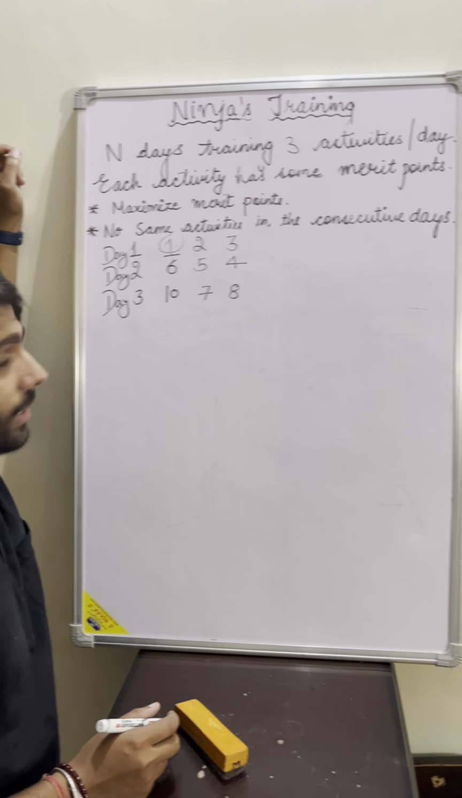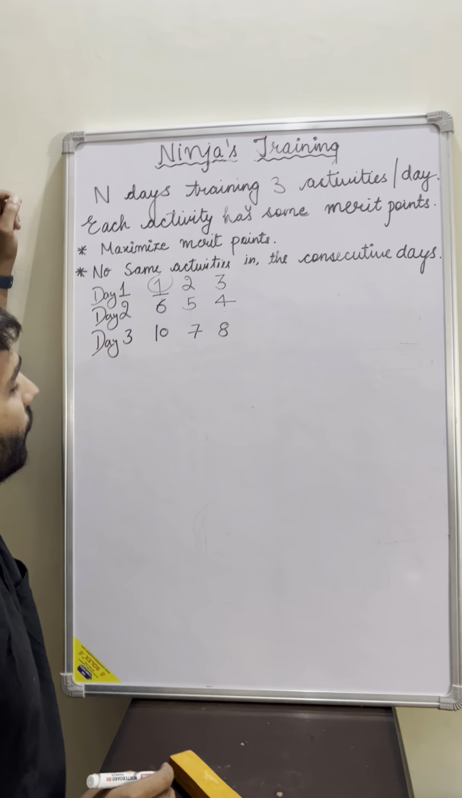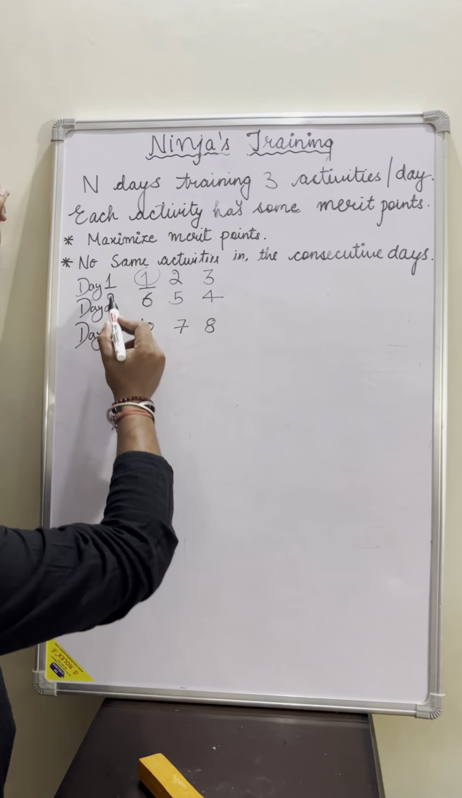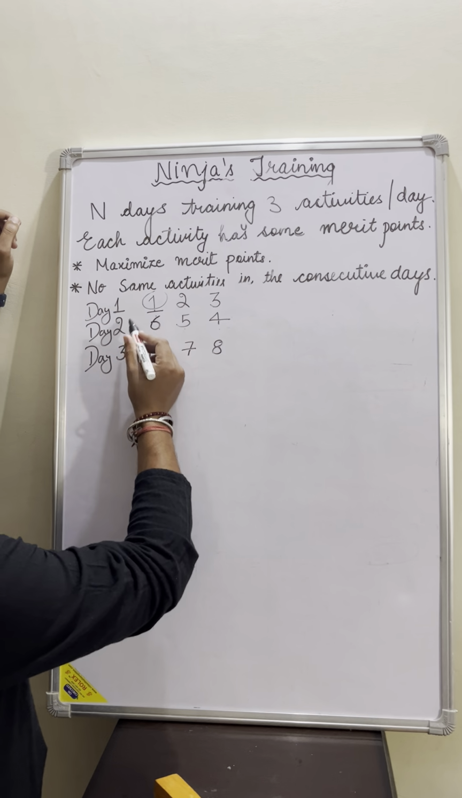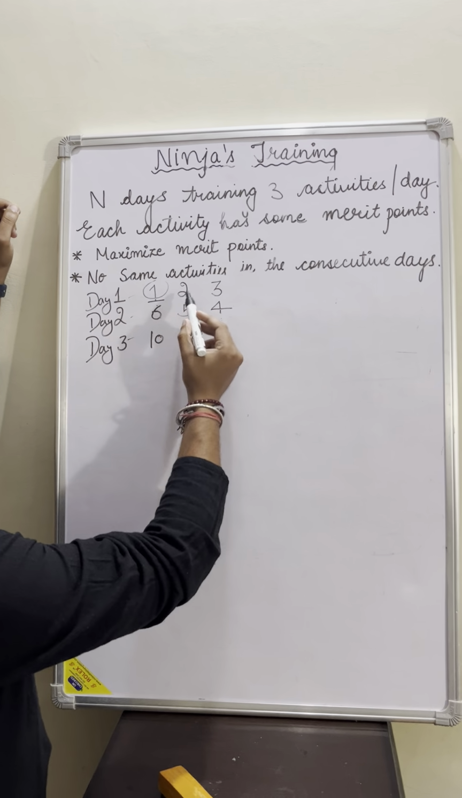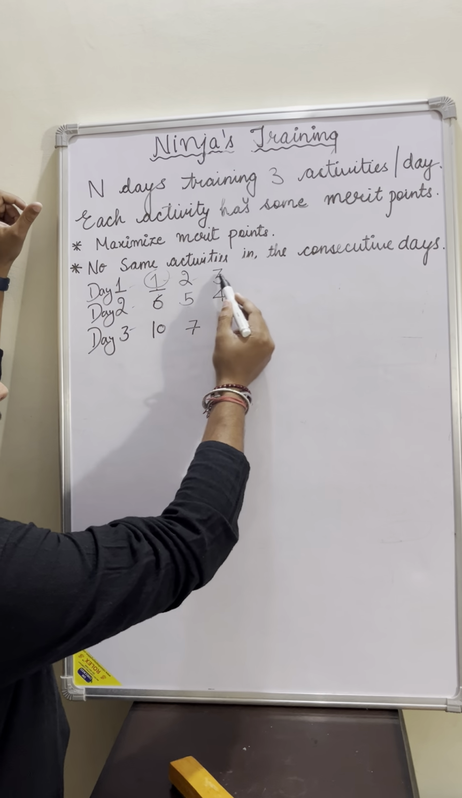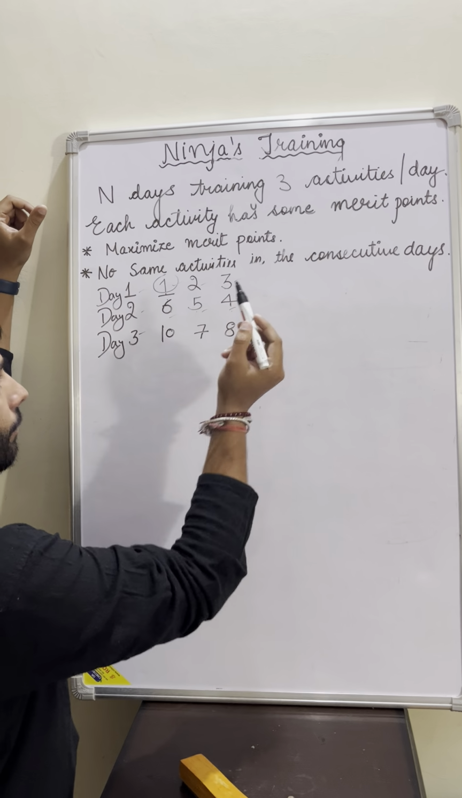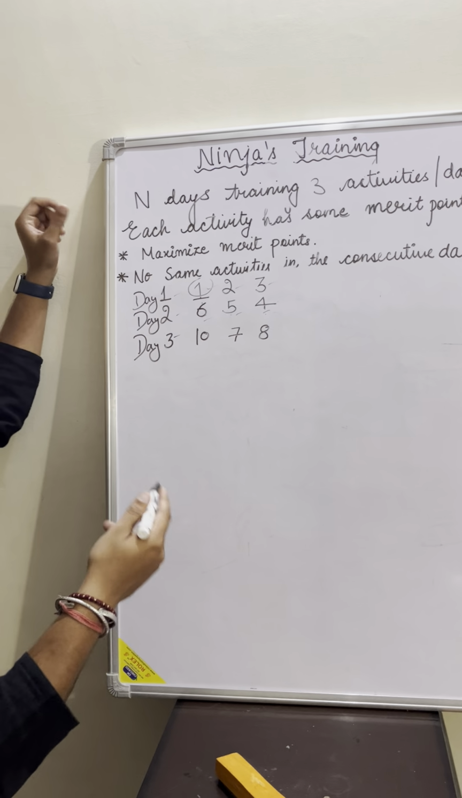Okay, so let's look at the solution of this particular problem. We take an example, this one. We have been given 3 days, day 1, day 2, day 3, and each day has activity 1, activity 2, activity 3. And let's find out the solution for this.